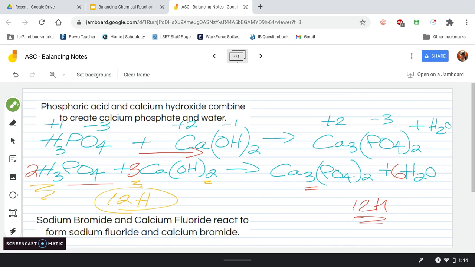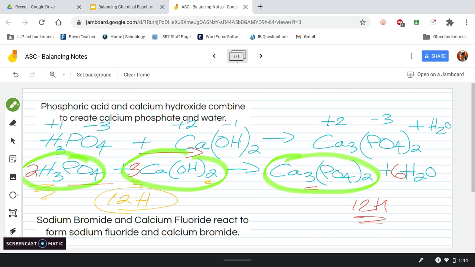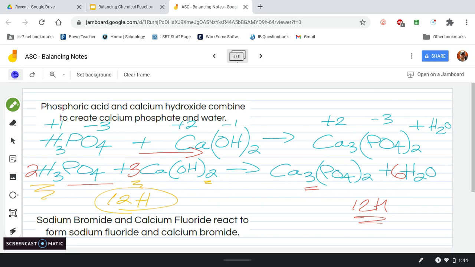I've got 8 O's there, so 2 times 4. And here I have 6, right? So 8 and 6 is 14. Let's look over here. There's 8 and there's 6, 14. So notice the O's solved themselves. A lot of times that will happen. So your answer would be 2, 3, 1, 6.